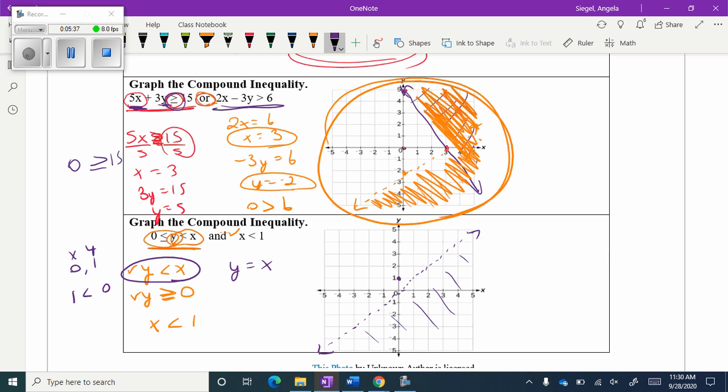Okay, let's do another one. So let's do this one. y is greater than 0. Okay, think about y equals 0. So y equals 0, that's going to be that horizontal line here, and it is a solid line.